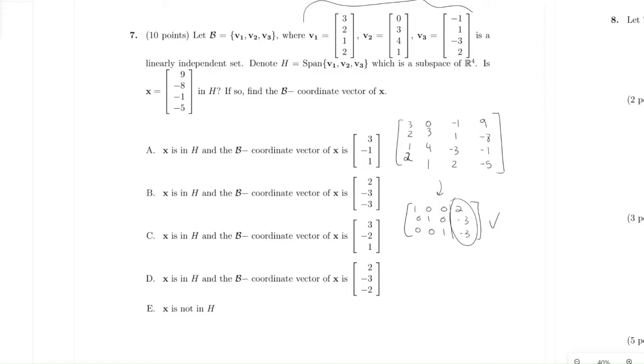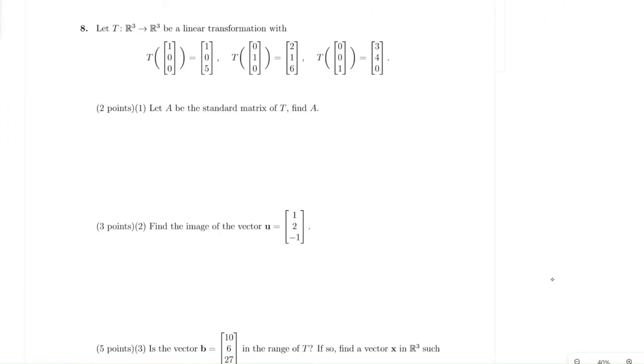And you can actually check this by noting that, right, these are the constants that form a linear combination. So we would have 2v1 minus 3v2 minus 3v3 equals x. And we can check if this is correct. So that's one way to check your work with these kinds of problems. And so if you do this check, you will find that it is the same. So the b-coordinate vector, or the coordinates of x in this basis is 2, -3, -3. So our answer is B.